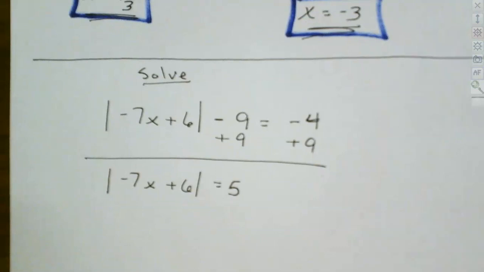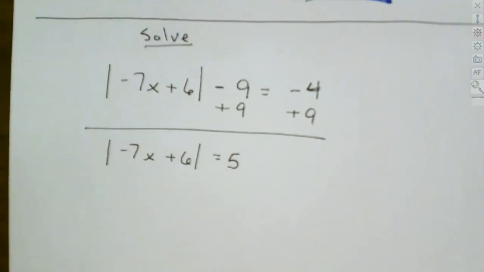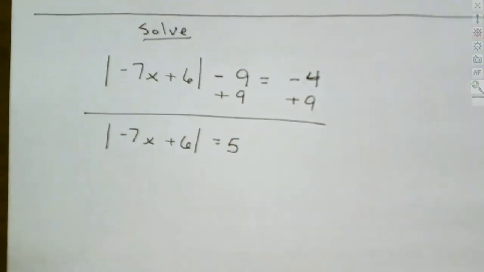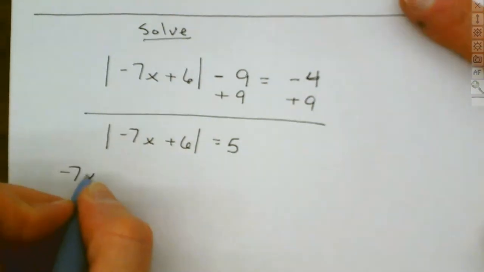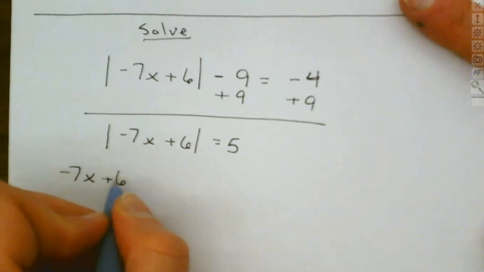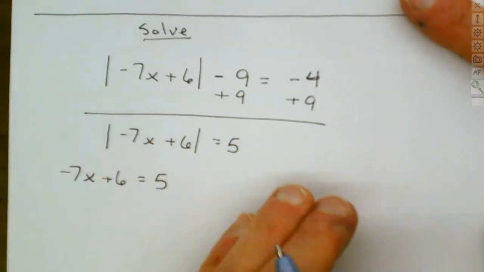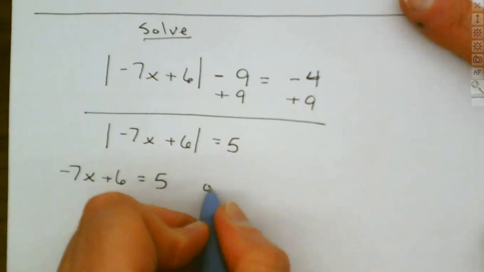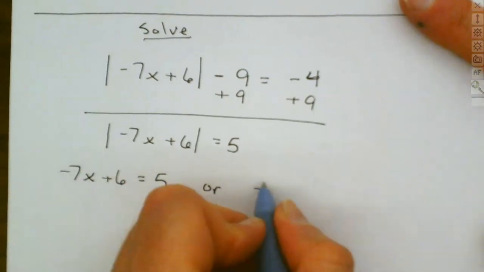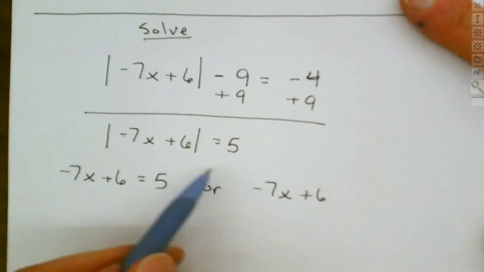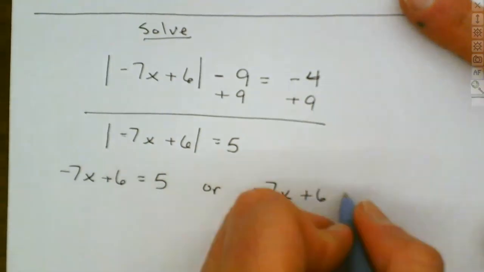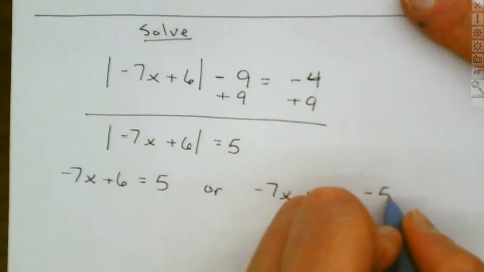Okay. Now we should know what to do. And I picked this one because here's another commonly made mistake. Do not change what's inside. So what is inside my absolute value is -7x plus 6. That's going to equal a 5. So we just drop the bars. The other side is the same. -7x plus 6. Notice it stays negative, right? Do not change that. But what does it equal? Negative 5.